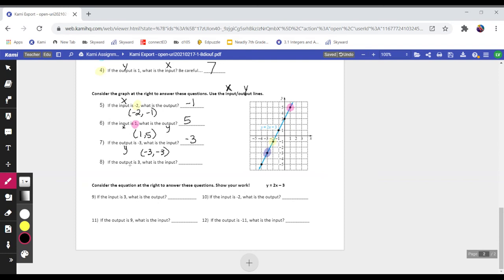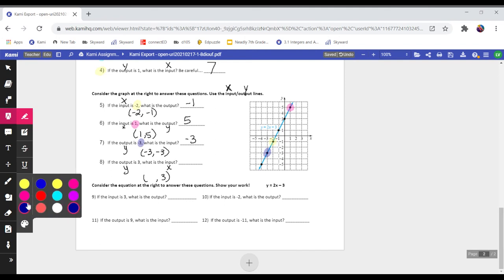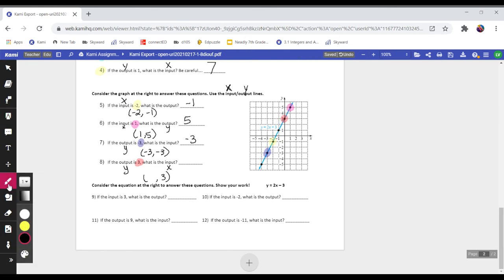Number 8, if the output is 3, so it's saying Y is 3, what is the input? So what's my X? So it's something comma 3. And I should have highlighted this -3 to correspond. Let's go with red. So this 3, I am going to start at my origin and go up 3. And look right there, that happens to be at 0. So if you have an output of 3, the input is 0. So that means my X value is 0, my Y value is 3.